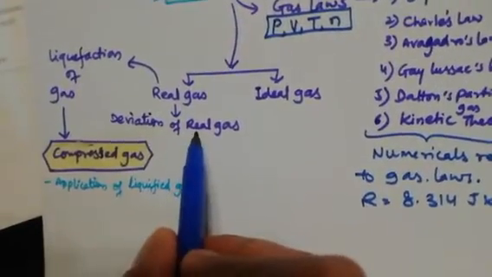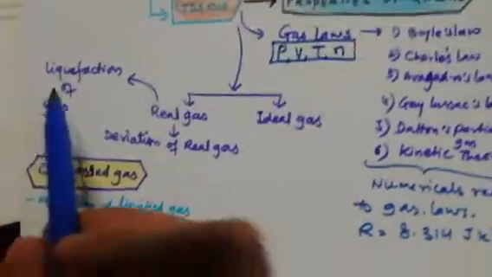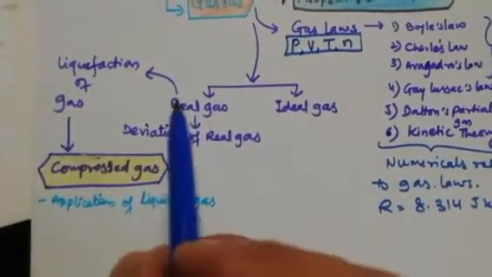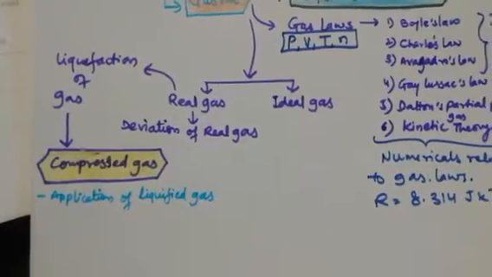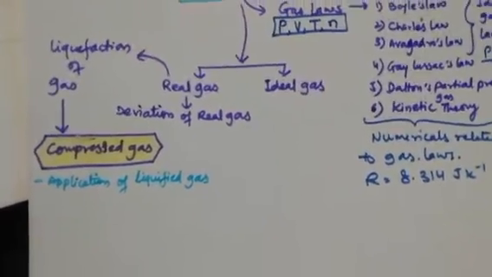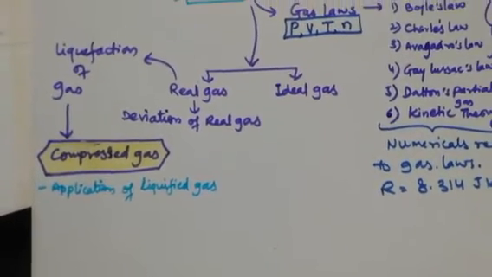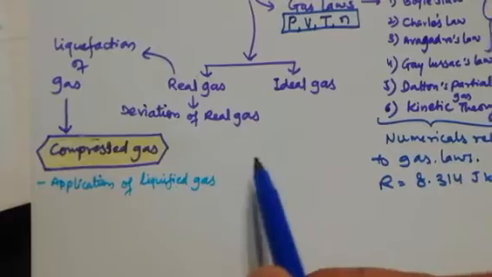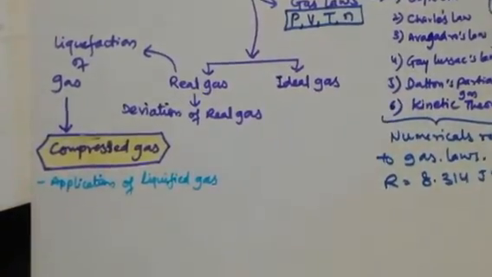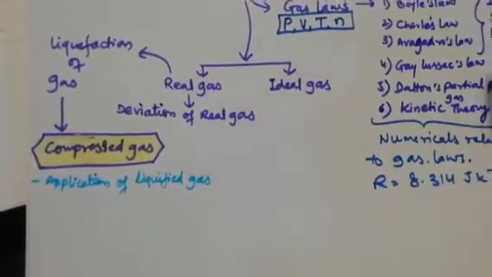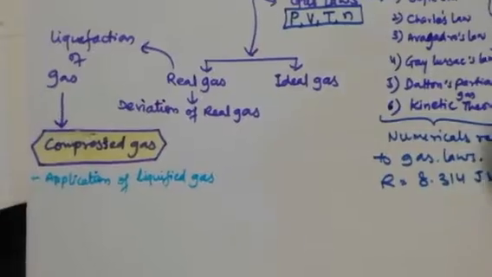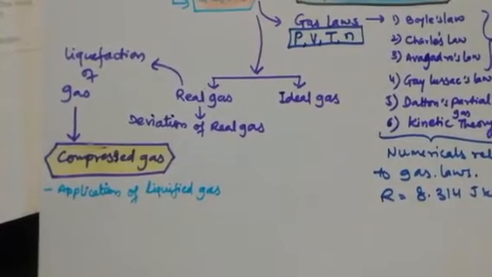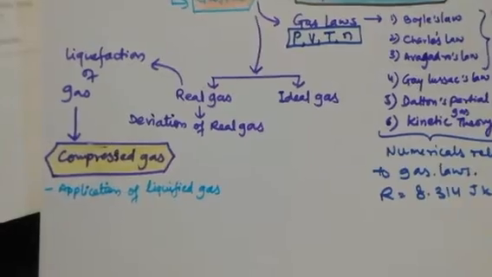After studying the deviation of real gases, we moved to the next topic, that is liquefaction of gas. Liquefaction of gas means the gas is compressed and converted into liquid. There are many important applications of liquefied gas in our daily life, like LPG, CNG and liquid oxygen cylinders in hospitals. These are all examples of liquefied gas. It means the gas needs to be compressed at high pressure and low temperature, and then the gases convert into liquid. That process is called liquefaction of gas, and it is very important because in normal conditions it is very difficult to transport gas from one place to another unless it is liquefied.